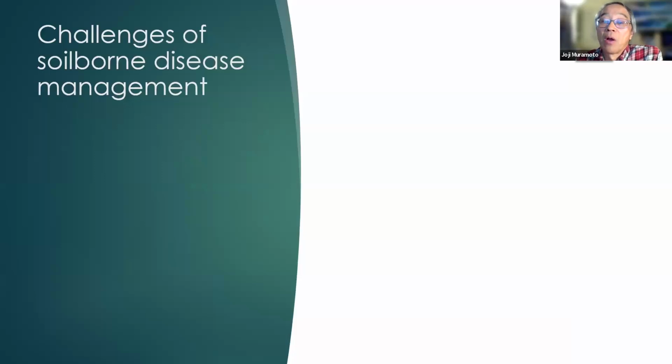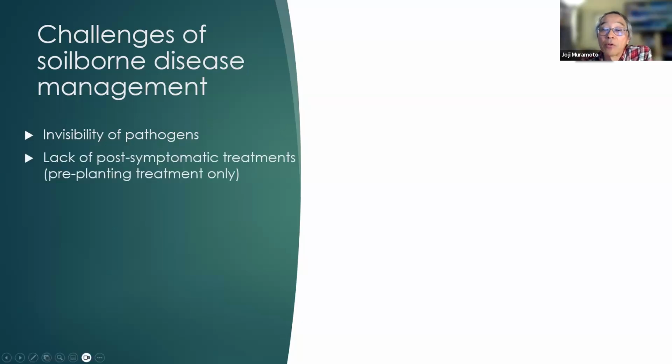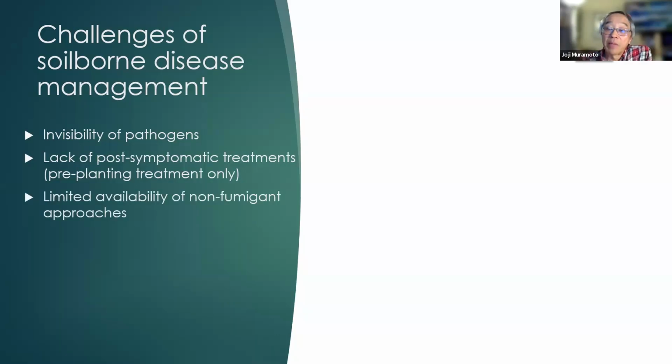In contrast, for soil-borne disease management, non-selective fumigants are still in use, and the IPM approach is yet at its onset. This delay is partially due to the unique challenges associated with soil-borne disease management, such as invisibility of pathogens, the lack of post-symptomatic treatments, limited availability of non-fumigant alternatives, and the complexity and diversity of the soil ecosystem. This is the biggest challenge, I think.